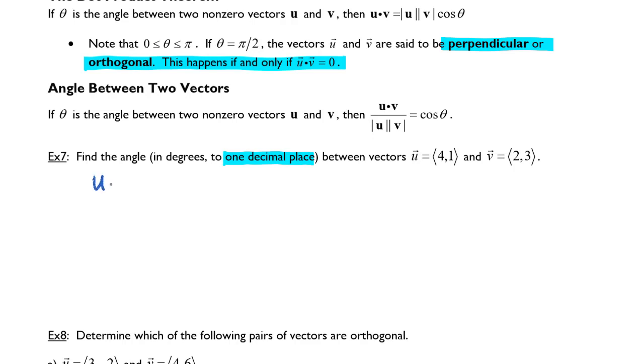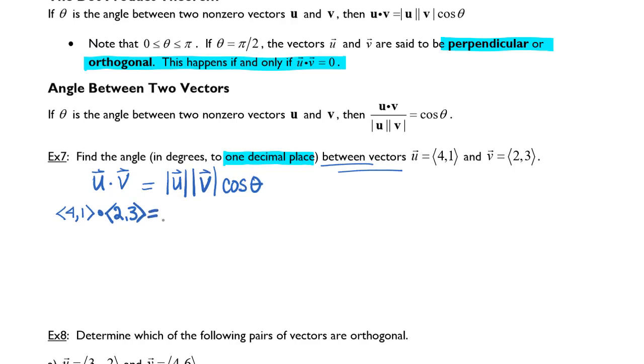Well, we know that u dotted with v equals the magnitude of u times the magnitude of v times cosine of theta. If we want to find the angle in degrees to one decimal place between the vectors, then we just take the two vectors and substitute them in. We have 4, 1 as the first component vector, dotted with 2, 3.